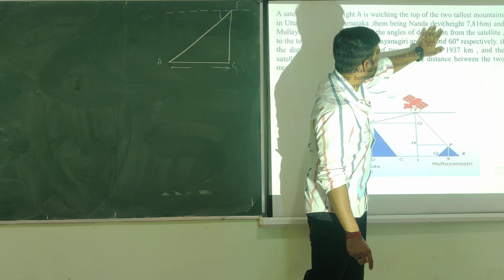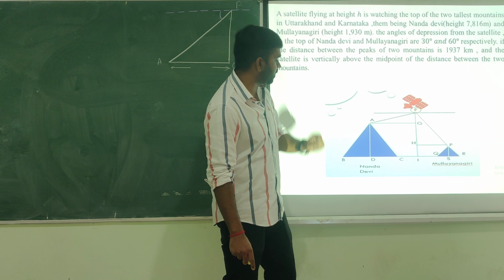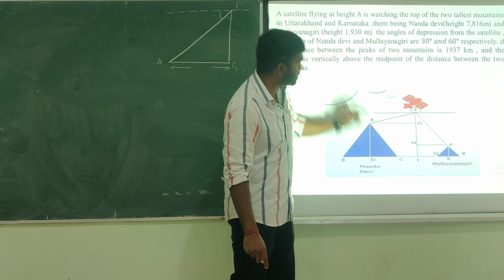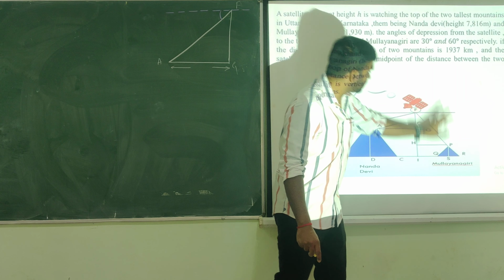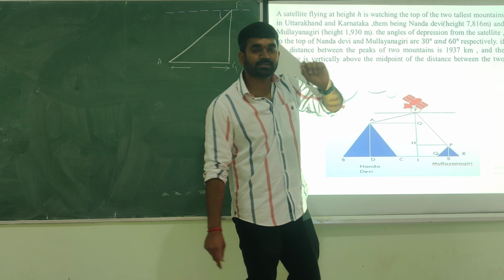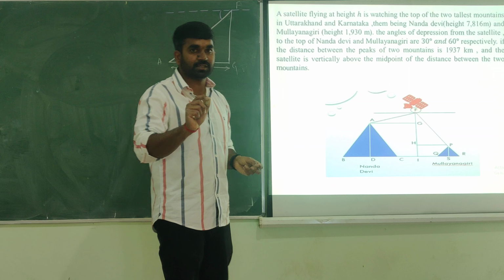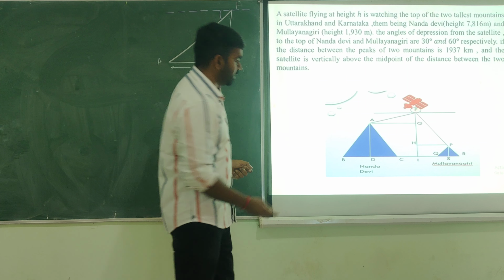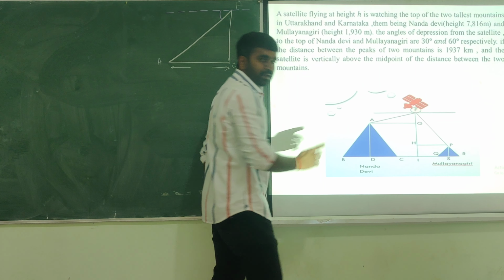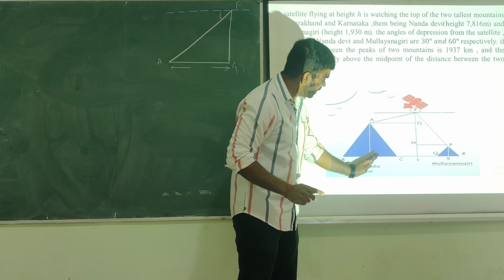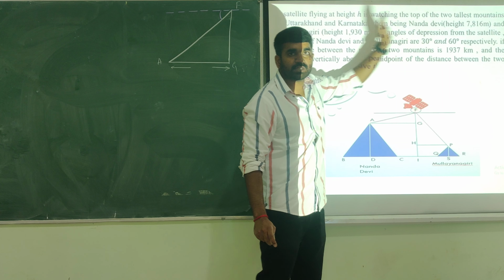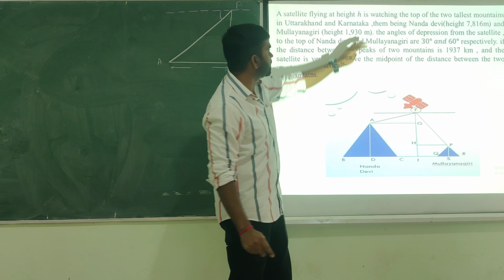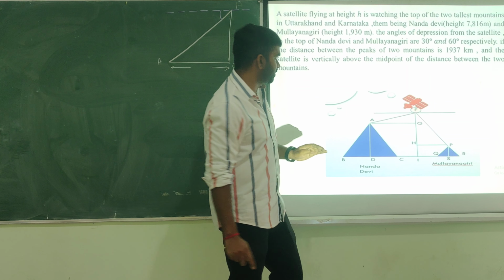Nanda Devi is at a height of 7816, so the total height is equal to 7816, and Mullayanagiri is at a height of 1930. Height means we should always take a perpendicular line. Remember this point: height is always the perpendicular height with the ground. So here AD and PS are the heights they have given as 7816 meters and 1930 meters.